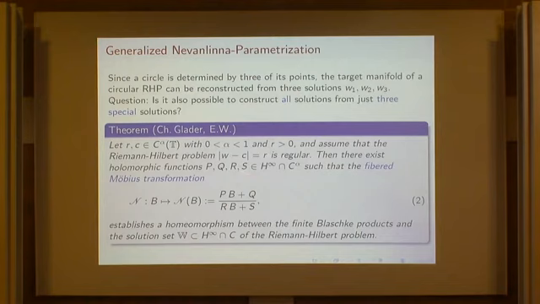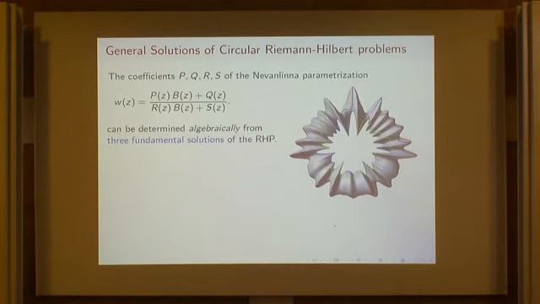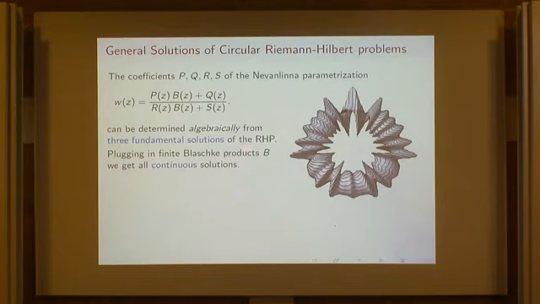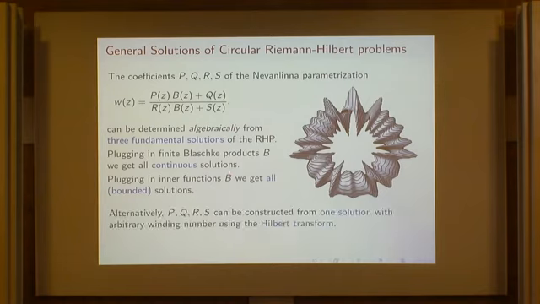P, Q, R, and S, which are in H infinity and up to the boundary in this Hölder class, such that this fibered Möbius transformation is a homeomorphism between the finite Blaschke products and the solution set, and at the same time we get a homeomorphism between the unit ball, B, and the set A. So here we see such a configuration. This can be determined algebraically. We started with the 3 given solutions, and now we can compute all these solutions. If we plug in a finite Blaschke product, then we get all continuous solutions. If we plug in an inner function, then we get all bounded solutions of the Riemann-Hilbert problem. Well, we can construct these alternatively from only one solution, but then it's not algebraic. We have to apply a Hilbert transform.